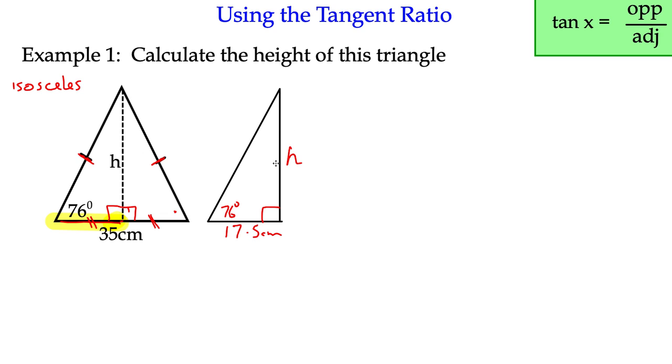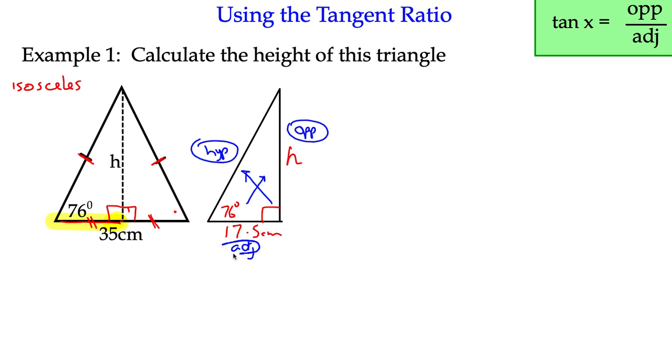We don't know this value h. We know the angle is 76 degrees. And we know that that base is 17.5. What I can do is see if I can use my tangent ratio. There, it's there in the top corner. So the side opposite the right angle is the hypotenuse. The side opposite 76 is the opposite. And the other side is the adjacent.